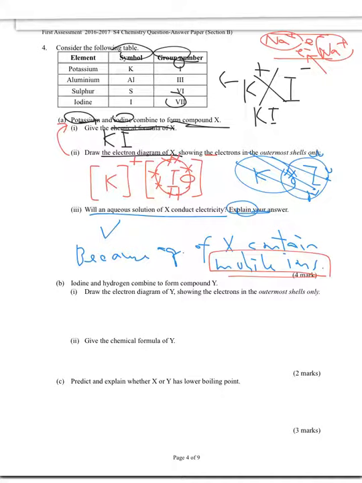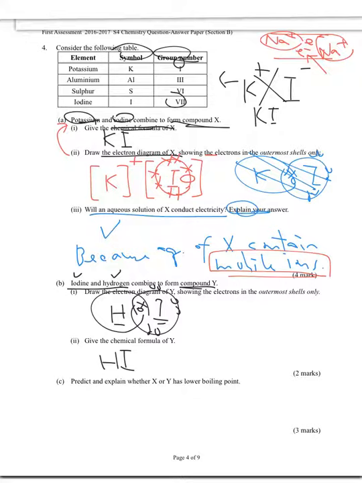Now for part B, iodine and hydrogen combine to form compound Y. Again, find out whether it is metal with non-metal, or only composed of non-metal. Iodine is a non-metal, hydrogen is a non-metal, so the bonding should be covalent. For hydrogen, draw the electron diagram. One electron here shares one electron with iodine. So this is an electron diagram. And again, find out the chemical formula. One H with one I, so the chemical formula is HI.